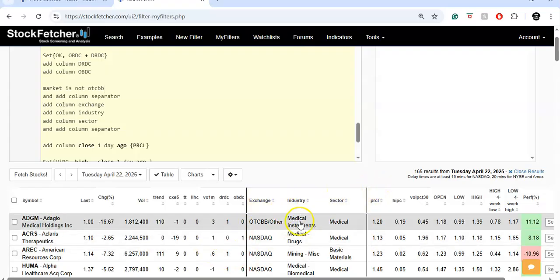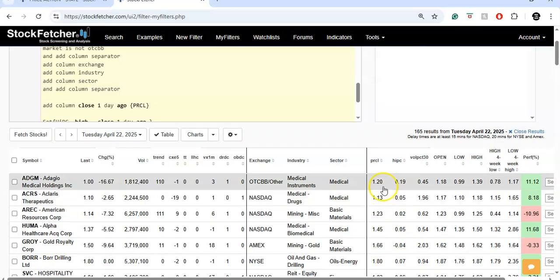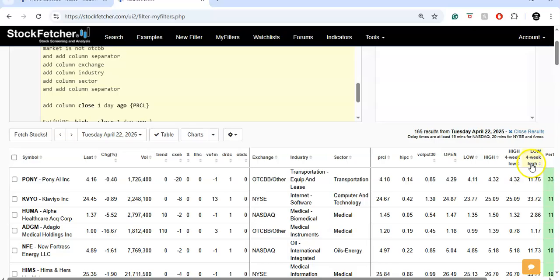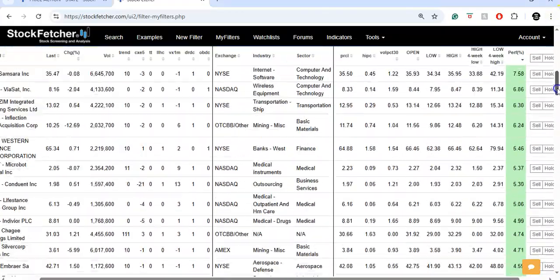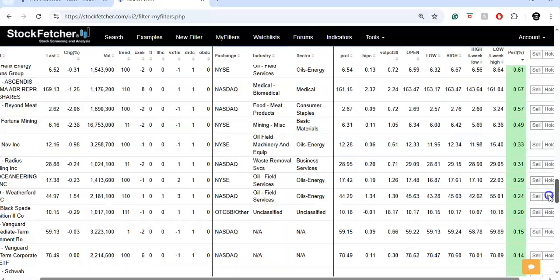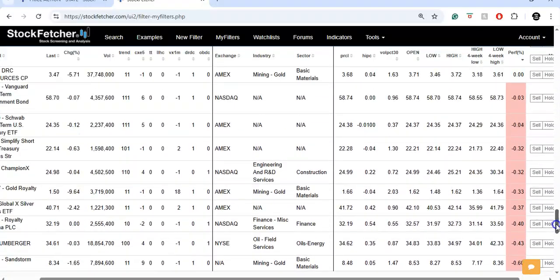But you can see here 1 day ago, you had a previous close of $1.20 and high minus previous close 19. So that would have made money. And you can look at the performance. You just click. You can see some of these stocks have performed very, very well. Of course, there's some negatives.